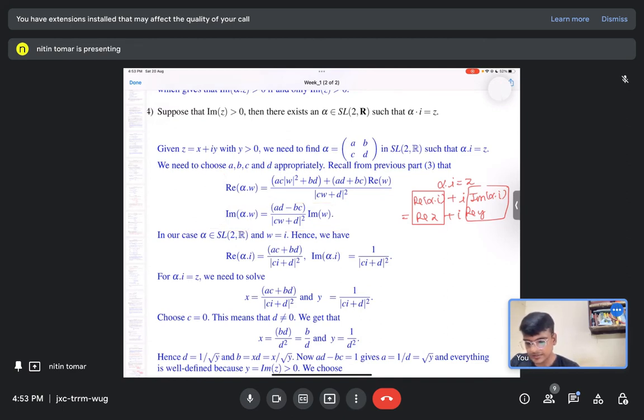So now in our case, w is equal to iota. So the real part of w is 0, right? And mod w is 1. So we'll get AC plus BD, and this part will cancel because the real part of w is 0. So we're left with AC plus BD upon mod CI plus D squared. Now, because we are in SL2R, AD minus BC is 1, and the imaginary part of w, which is iota, remember, is 1. So we'll have that the imaginary part of alpha dot I is this.